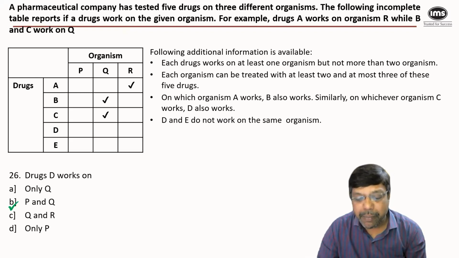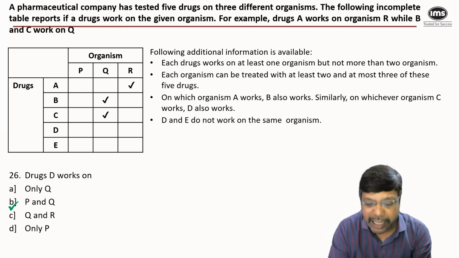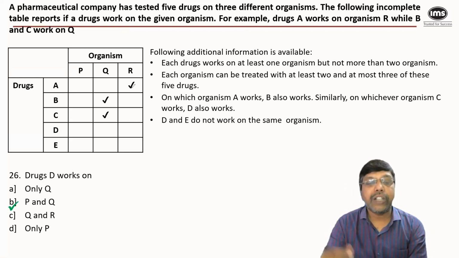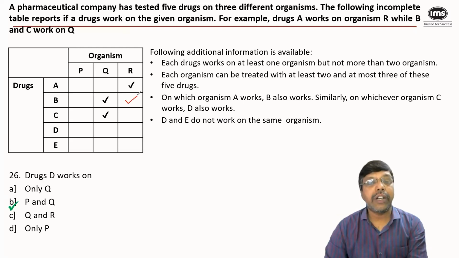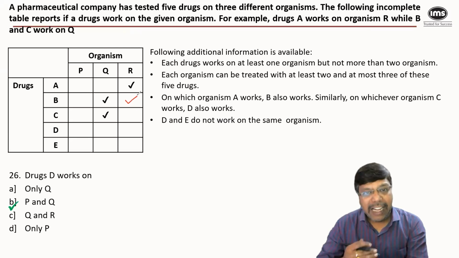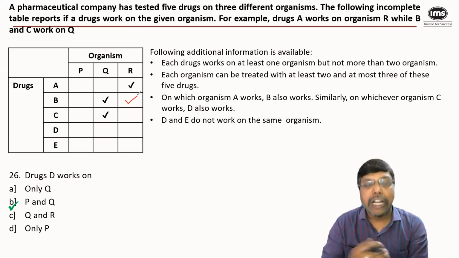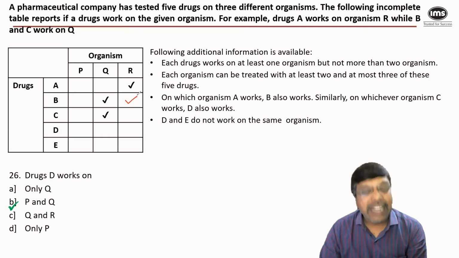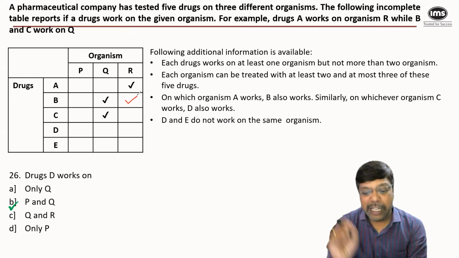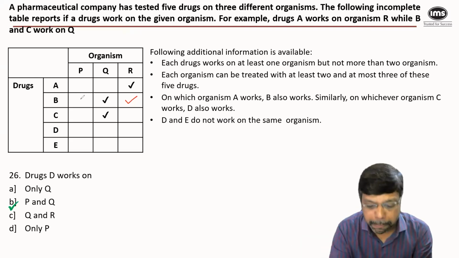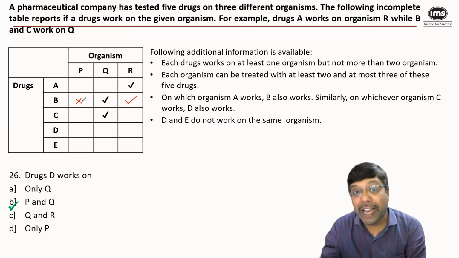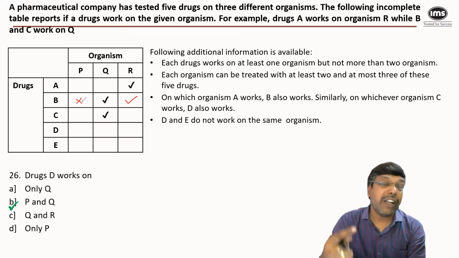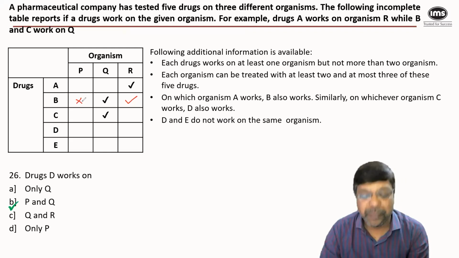On which organism A works, B also works. Okay, it is given that A works on R, which means B also works on R. And can I extend this? Any more conclusions I can make? Yes. Since B is working on Q and R, it will not work on P, because row wise, I should have either 1 tick or 2 ticks.